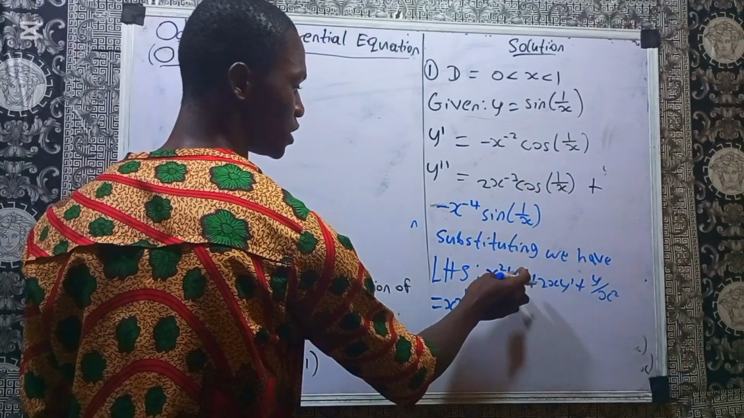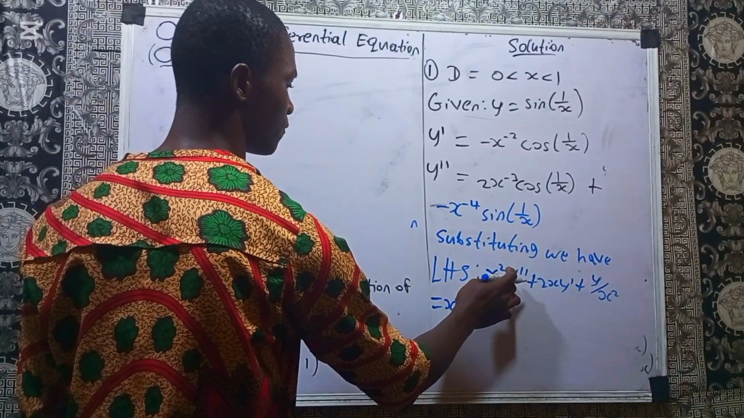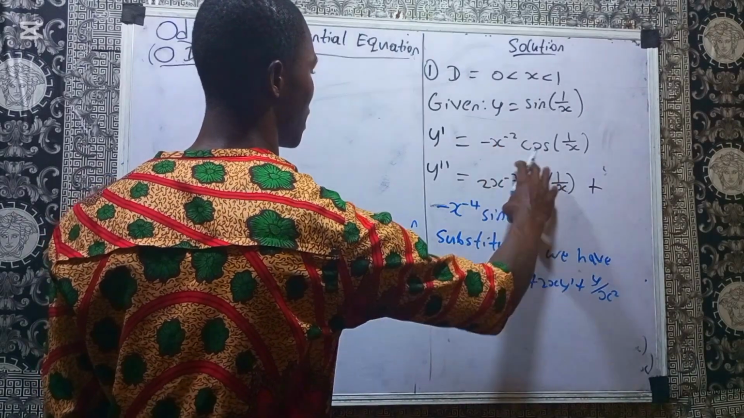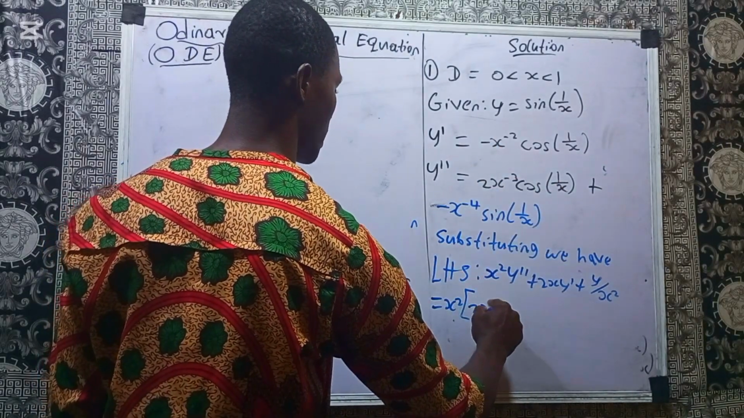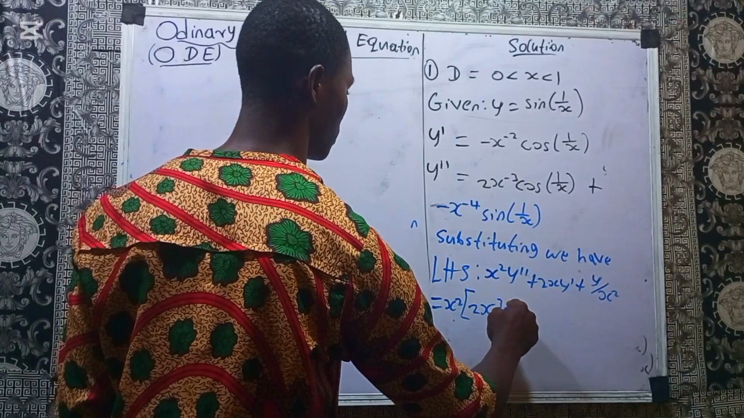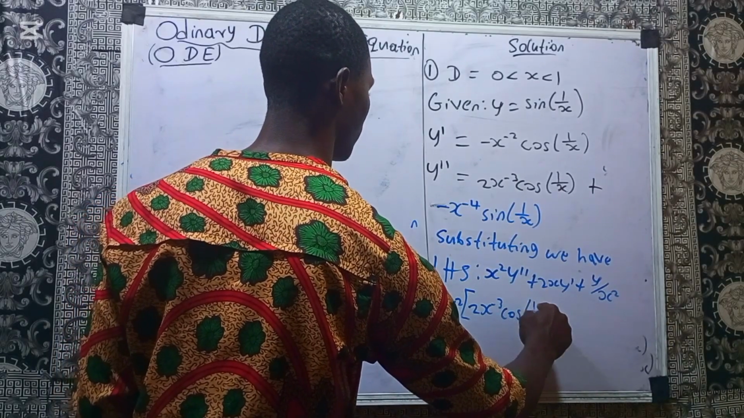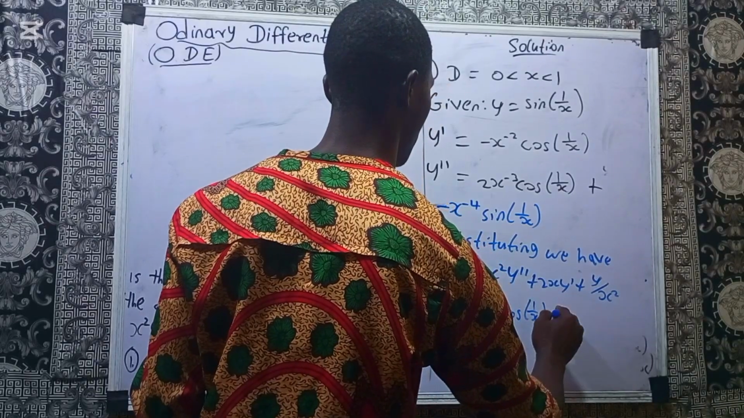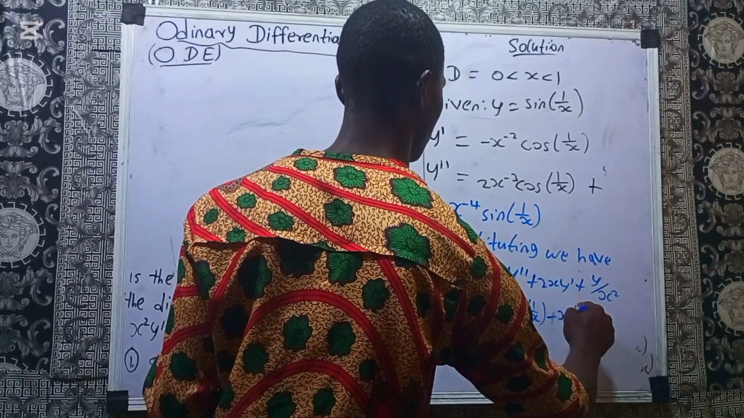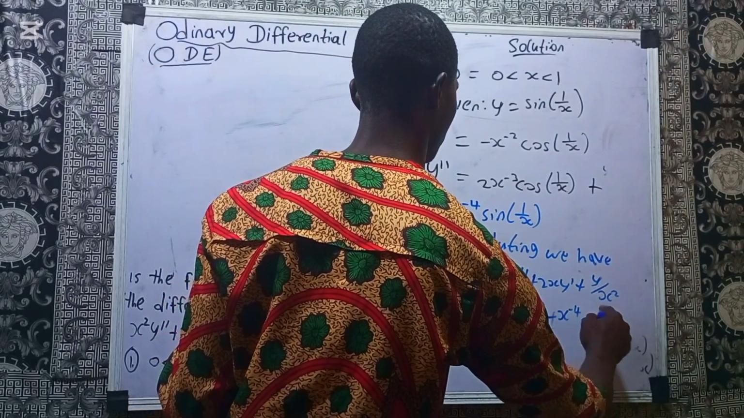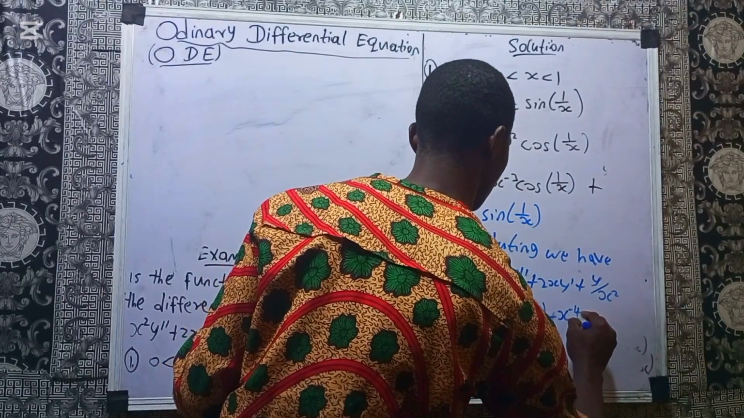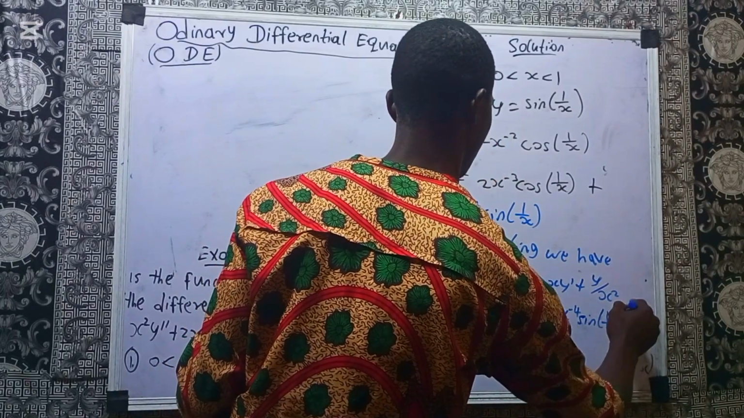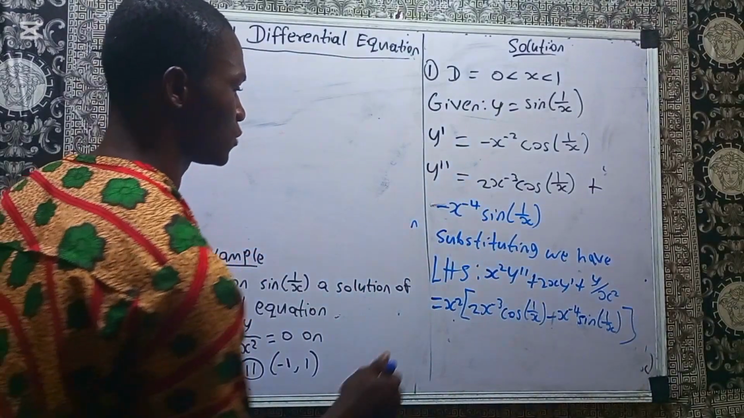So let's put it here. I've written this x squared. I will put it here. So this is my y prime prime. I'm having 2x raised to power negative 3 cosine of 1 over x, plus minus x raised to power negative 4 sine of 1 over x. Then next one is what?